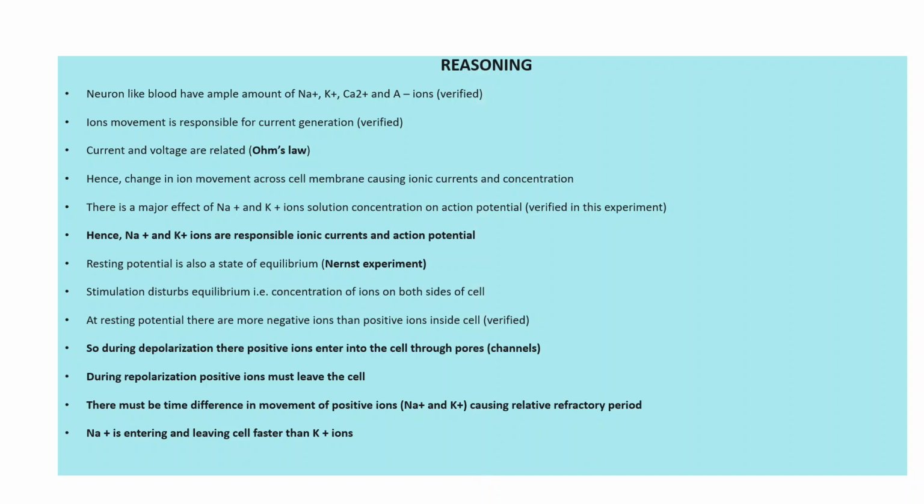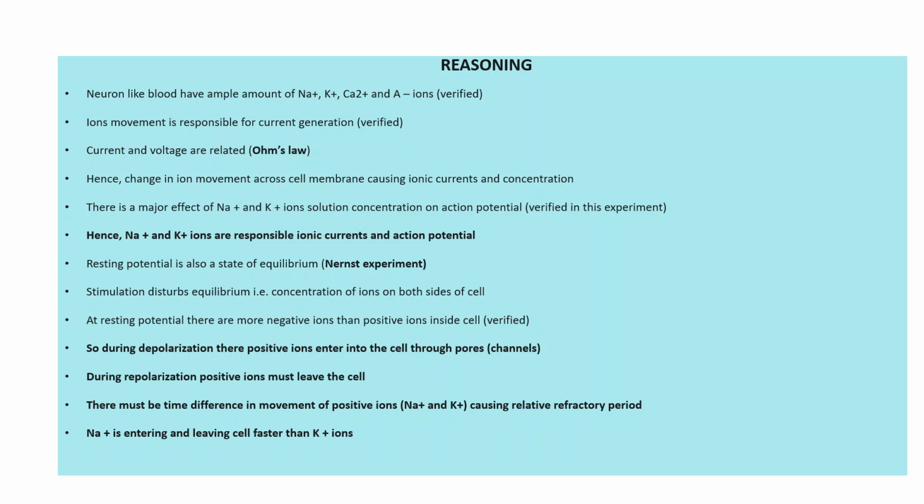This is a big form of reasoning, so follow me on that. Neuron, like blood, has an ample amount of ions present, the ions we have discussed. Ion movement causes a neuron current. And current and voltage are related, that is due to Ohm's law and discovery of other physicists. So the change in ion movements across the cell membrane must be the cause of ionic currents and action potential. And the major effect is of sodium and potassium because that's what they measured properly. They found out that across the axon, sodium and potassium ions are responsible for ionic currents or action potential.